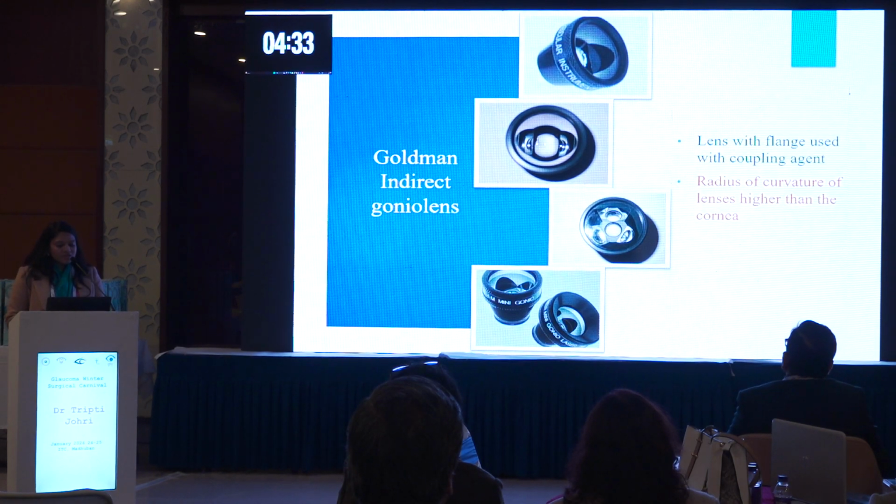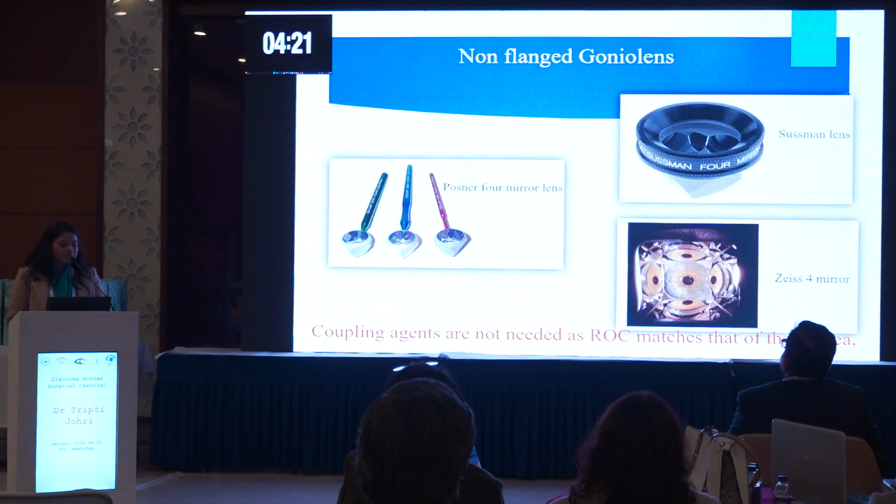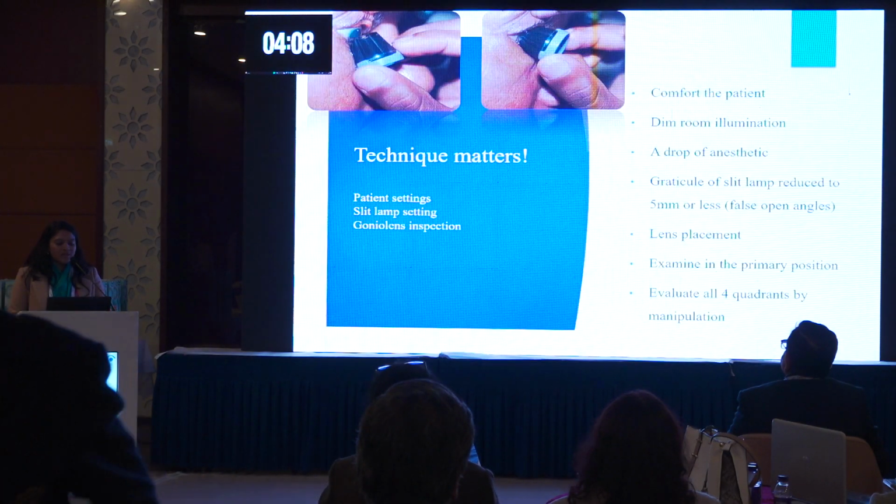Goldmann type lenses with 1 mirror, 2 mirror or 3 mirror are flange type lenses, where the radius of curvature is greater than that of the cornea and hence a coupling agent is required while examining the eye. Whereas non-flange lenses like the Posner lens, Sussman lens or Zeiss 4 mirror lens have a radius of curvature that matches that of the cornea and the tear film itself acts as a coupling agent.